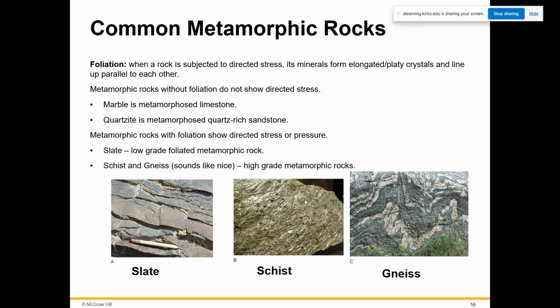Okay, so here's the foliation. Here's an example of foliation. So we have slate. Slate is already metamorphosed shale. And then slate, if you continue its metamorphism, and this is usually through the regional mountain building process, as you get more and more pressure, and as things get deeper and deeper, this can turn into schist, and then this can turn into gneiss.